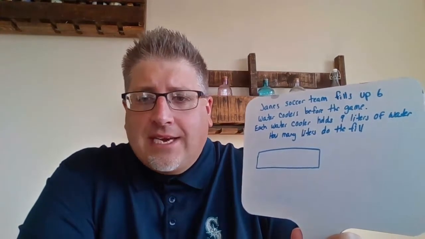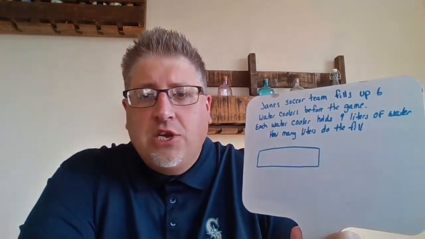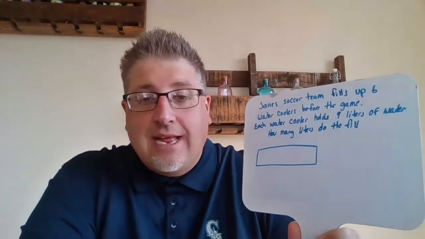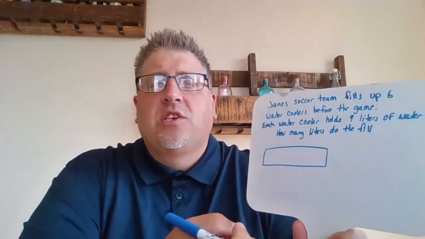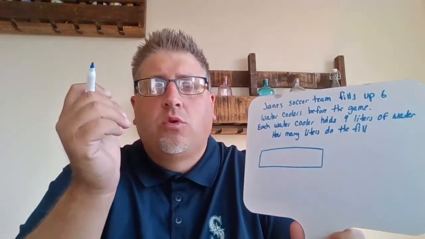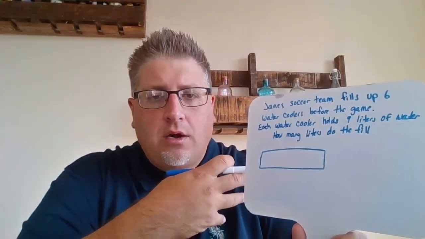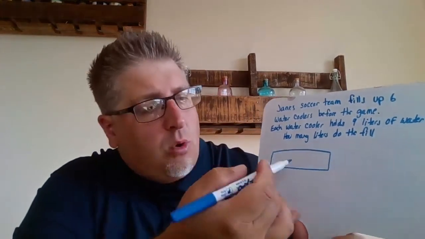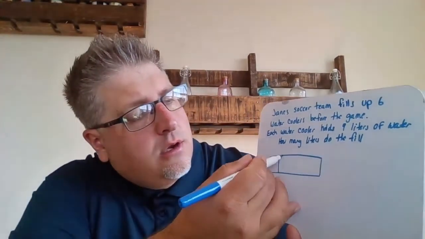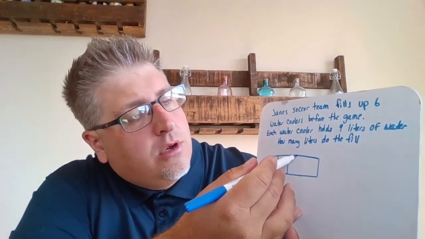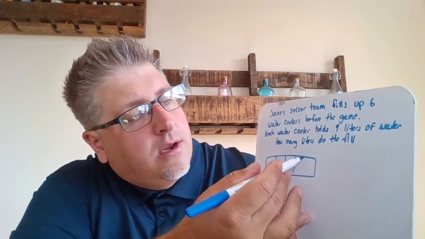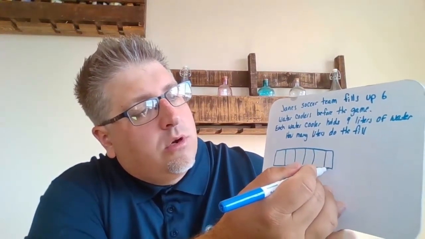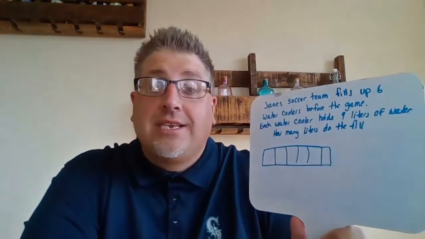Jane's soccer team fills up 6 water coolers before the game. Each water cooler holds 9 liters of water. How many liters does that fill up? Okay? So we have 6 water coolers, and each one of those water coolers holds 9 liters of water. So on my tape diagram, let's represent the water coolers. 1, 2, 3. 1, 2, 3, 4, 5. Let's draw one more water cooler. So we know she has 6 water coolers, right?